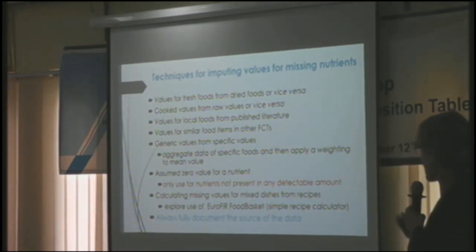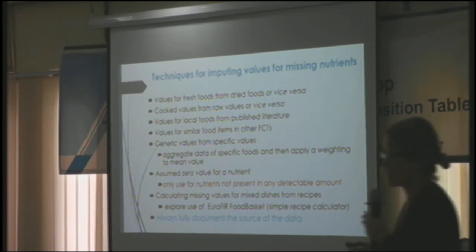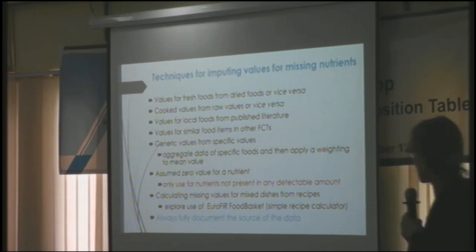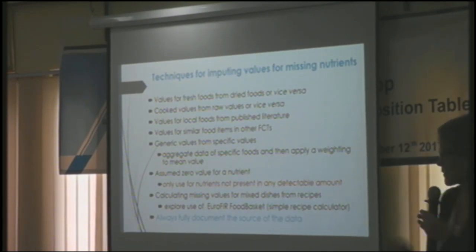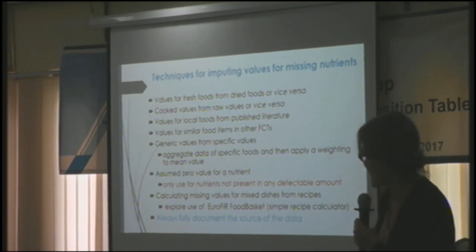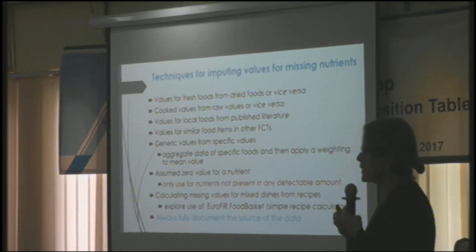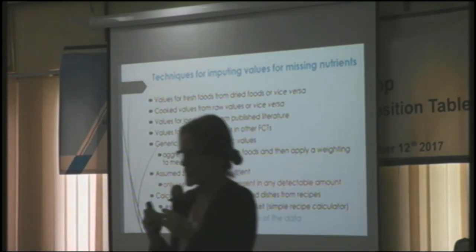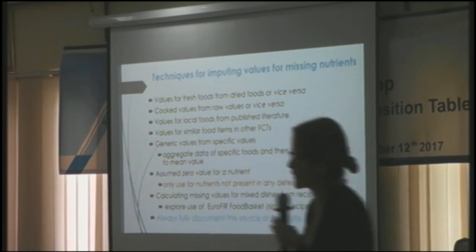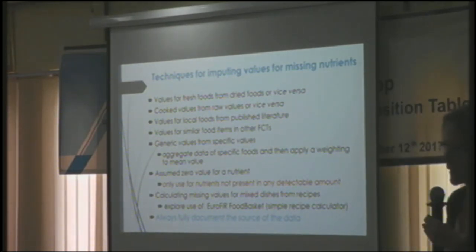Never assume a value is 0 if it's not there. It could be trace. Only use that for nutrients when you're absolutely sure the value is zero. Calculating missing values, we've already heard about that in the earlier talk, just how challenging that is. And when you're doing imputing or doing these calculations, always fully document where you got it from, because later on you're going to wish you had that information.